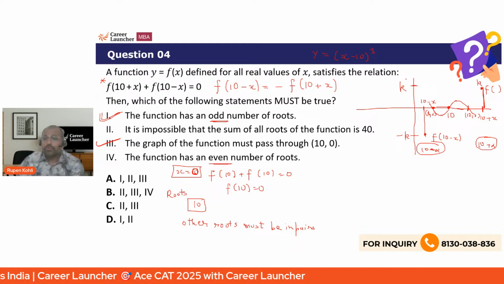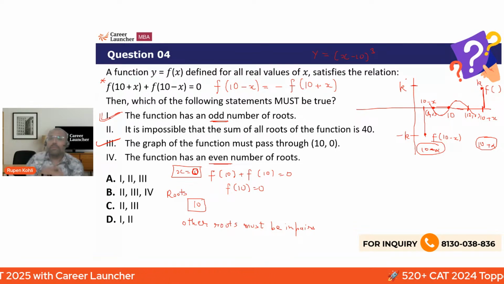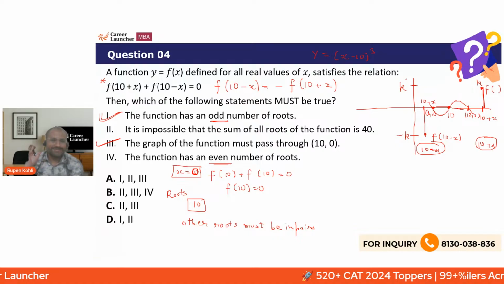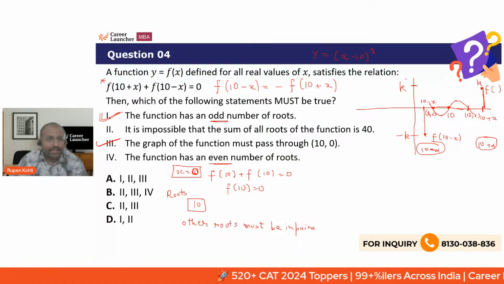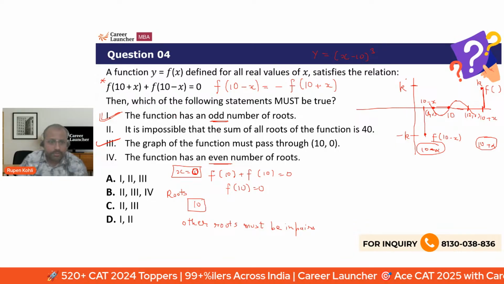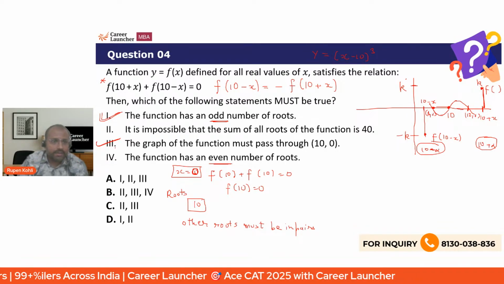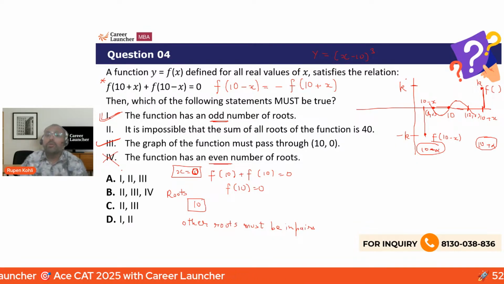So the number of roots could be either one only and no other roots, or 1 plus 2, 3, or 1 plus 4, 5, and so on. Yes or no? So the first statement is true. The fourth statement is not true. Now look at the options. We can now do option elimination, isn't it? Because we have definitely got that first and third are true. Fourth is definitely therefore false.